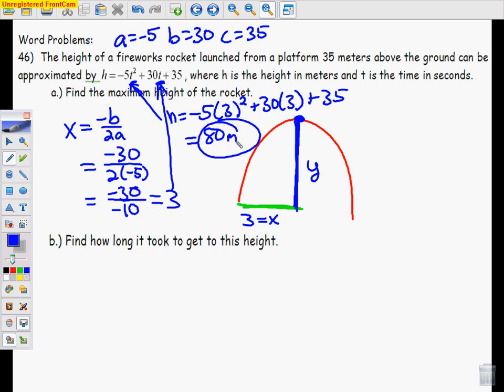All right. Now, part B, find how long it took to get to this height. Well, we actually already did that. T is time. Here, our t was also represented by x. So we already found that. That was 3 seconds. So at 3 seconds, we had a height of 80 meters. Great.